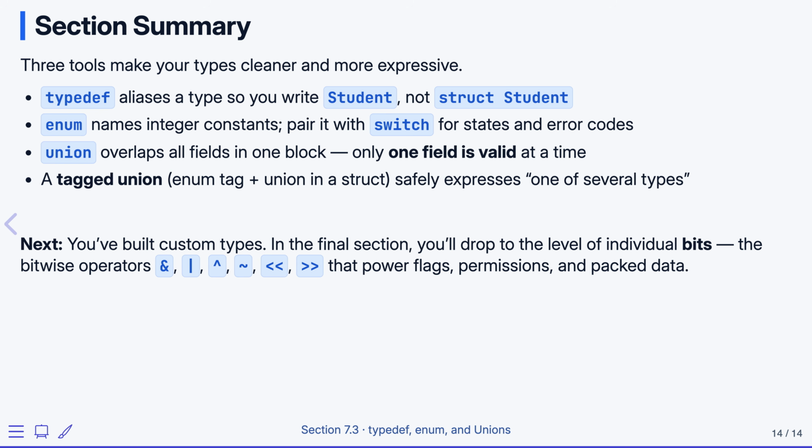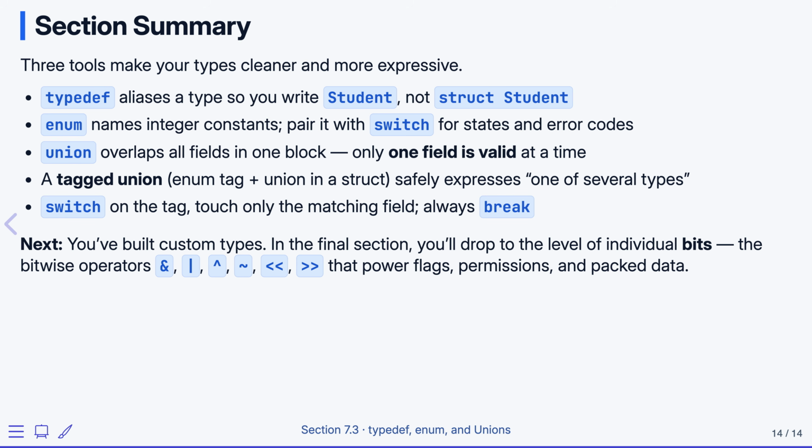To use a union safely, combine it with an enum tag inside a struct. That is a tagged union, and it expresses a value that is exactly one of several types. The pattern is always the same. Switch on the tag, touch only the field that matches, and always end each case with a break. Next, we drop all the way down to individual bits with the bitwise operators.